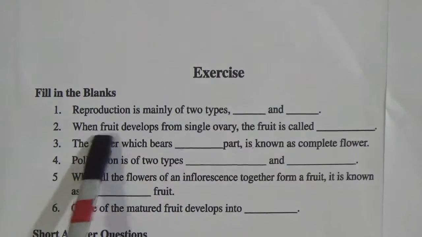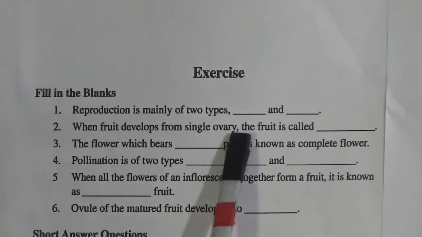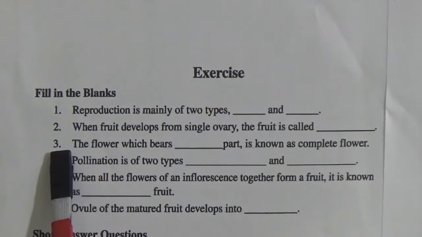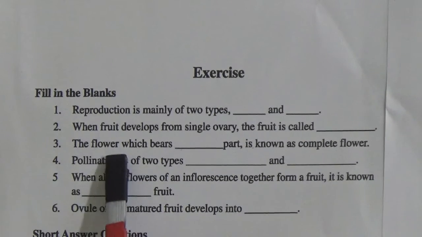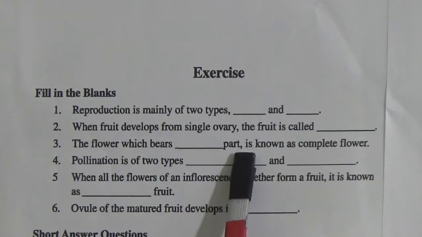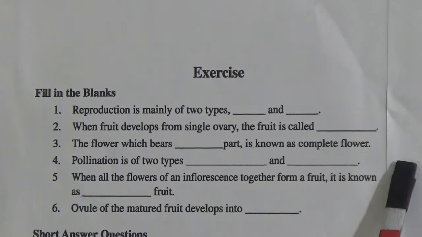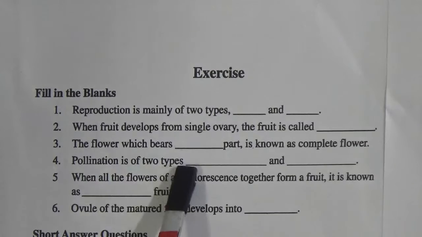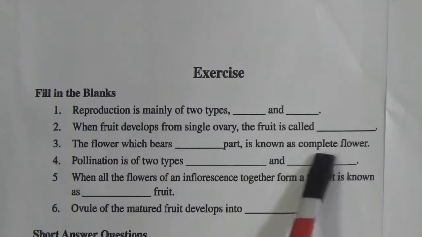And second one, when fruit develops from a single ovary, that fruit is called a simple fruit. Now come to the next one, a flower which bears 5 parts is known as a complete flower. Now next one, pollination is of 2 types, self pollination and cross pollination.